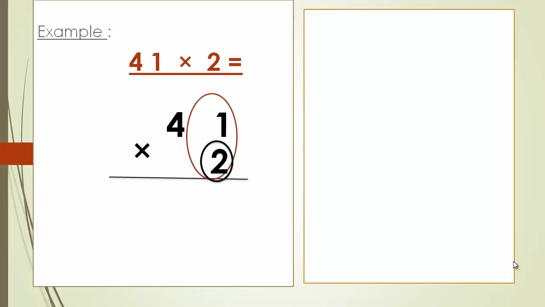2 times 1. How many is 2 times 1? I told you many times: any number multiplied by 1 equals the same number. It means 2 times 1 equals 2. Very good. Write 2 in the ones place. Then 2 times 4.